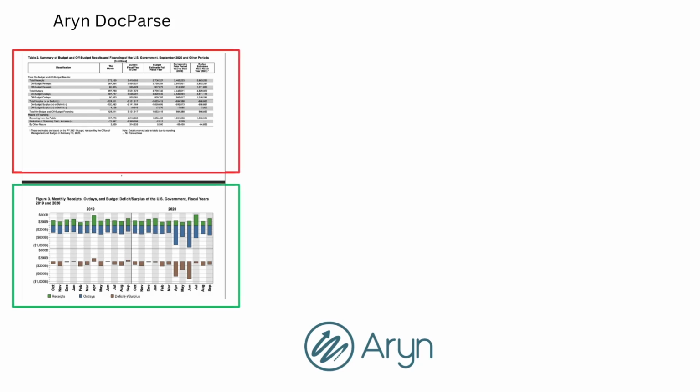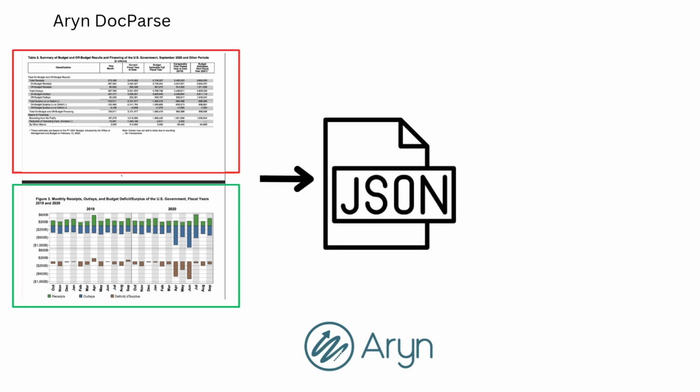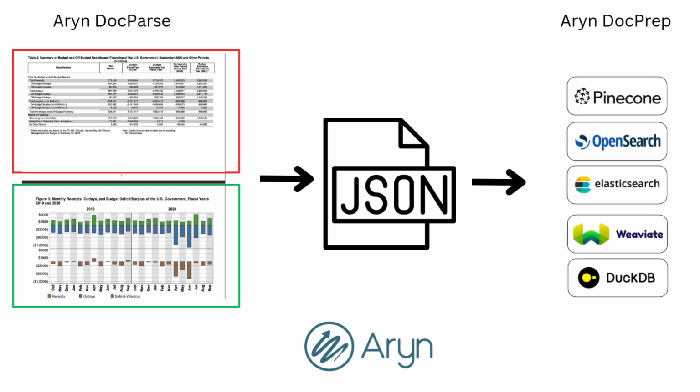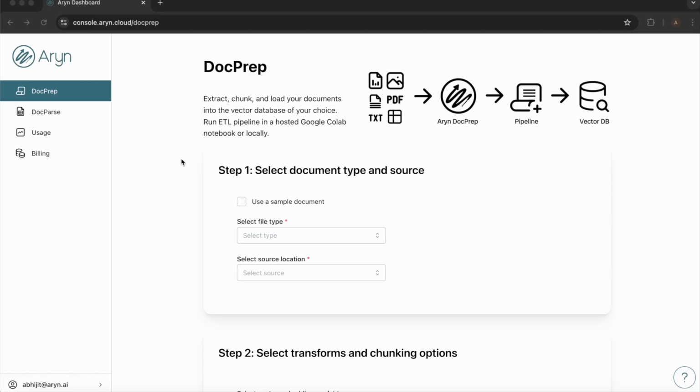You've used Aryn to break apart your documents and extract tables, images, and more into structured JSON format. But what next? Well, if you want to use embedding models to vectorize this data and then load it into a vector database for semantic search or RAG applications, look no further than Aryn DocPrep.